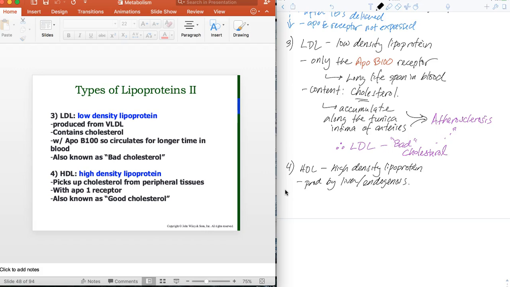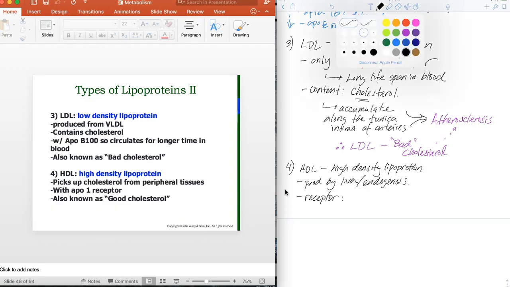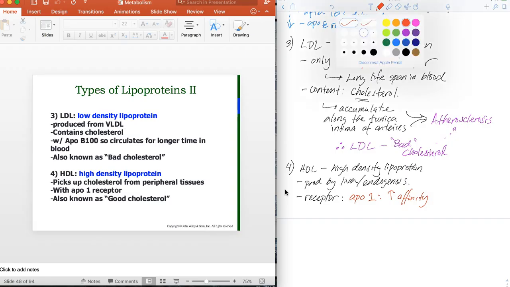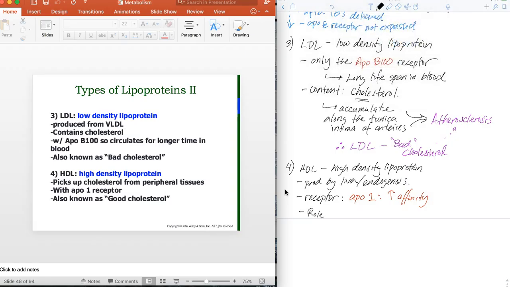And it does have a receptor that is a fairly high affinity. So the receptor is sometimes called an APO1 receptor. It is a high affinity one. The role of this particular lipoprotein is actually to pick up cholesterol from peripheral tissues.